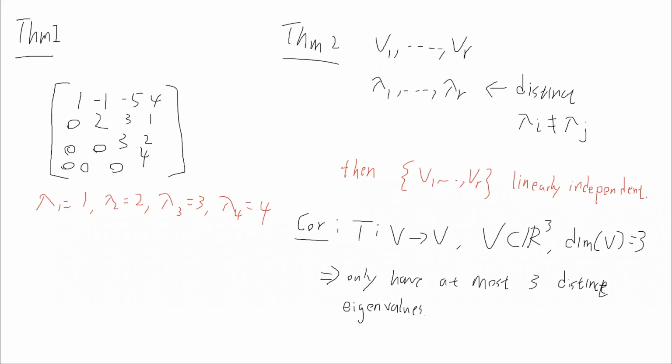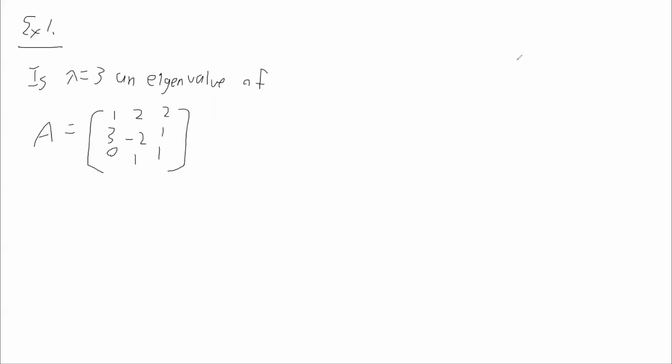And that's why we can conclude the last part of the proof. Thus, m is less than or equal to the dimension of V as desired, because they are linearly independent inside the subspace V. All right, example 1. Is lambda equal to 3 an eigenvalue of the matrix A? If so, find one corresponding eigenvector.